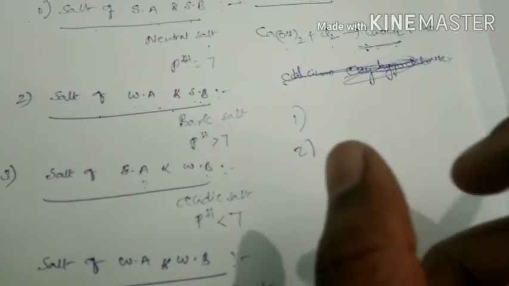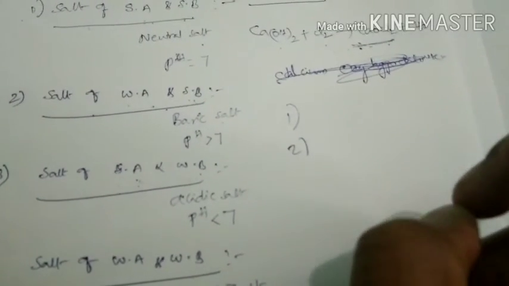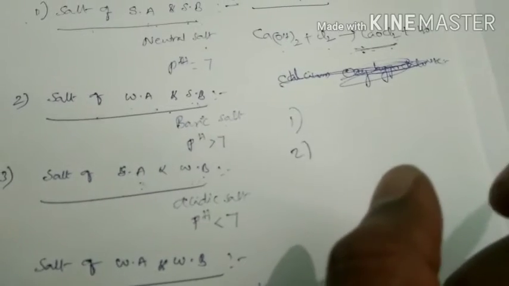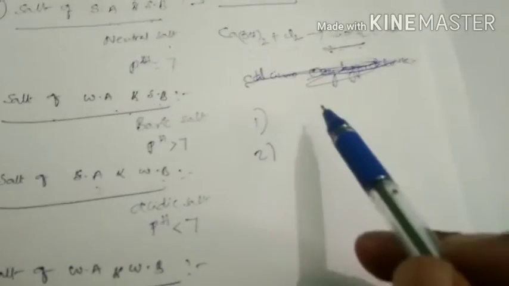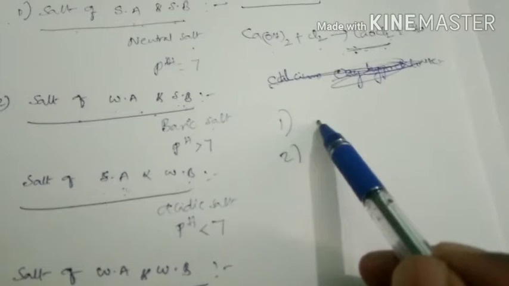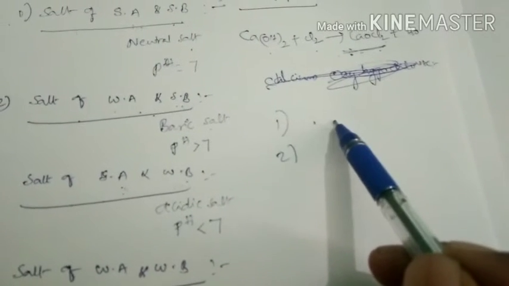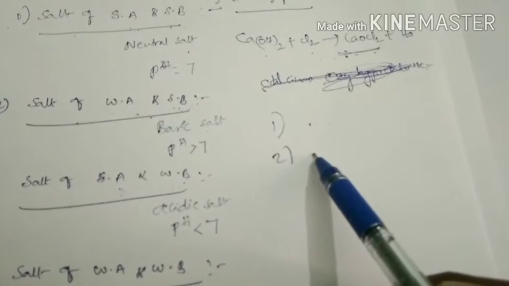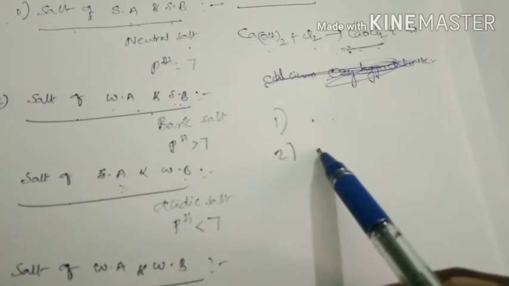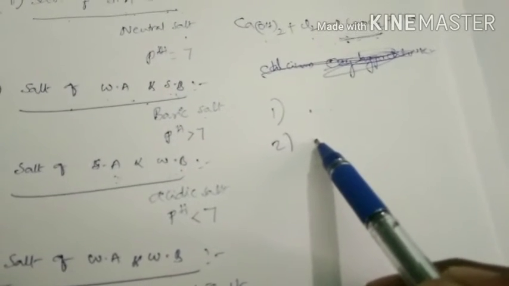Second, it is used as an oxidizing agent in chemical industries. These are the uses of bleaching powder. First, it is used as a disinfecting agent for drinking water. Second, it is used as an oxidizing agent in chemical industries.